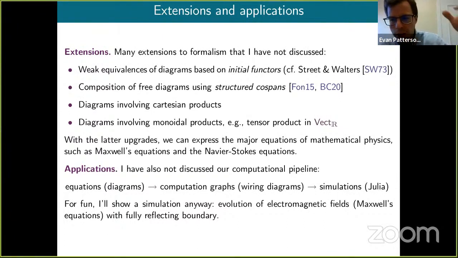things going beyond very simple ones like the diffusion equation or the wave equation, we need to add some more stuff to this formalism. So we need to allow ourselves to have Cartesian products or general monoidal products, depending on the situation, in the diagrams, and there's a story there. But when you've worked that out, you can really start to do all the major equations of mathematical physics. So you can write down Maxwell's equations and the Navier-Stokes equations and so on.